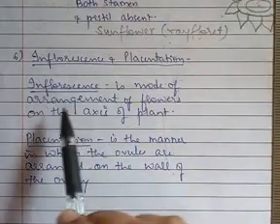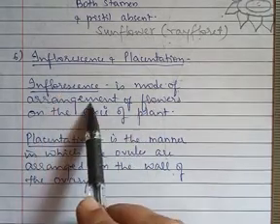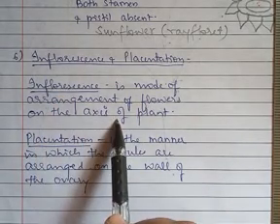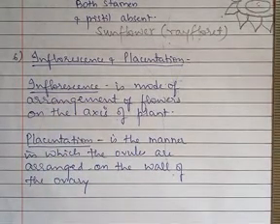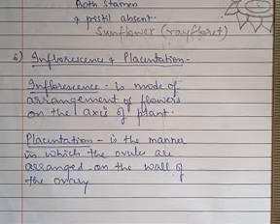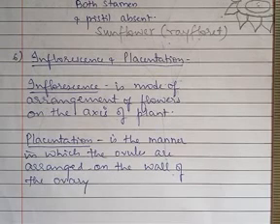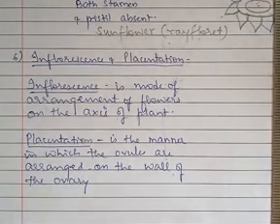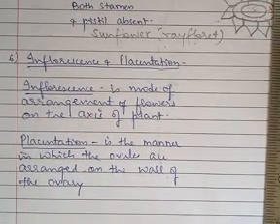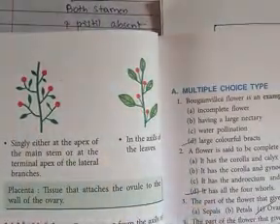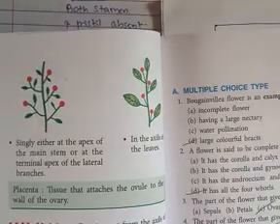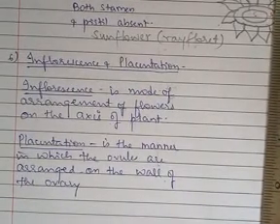Understood? Then we have the term inflorescence. The mode of arrangement of flowers on the axis of the plant is called the inflorescence. How the flower is arranged on the axis of the plant is called inflorescence. We have different types of inflorescence seen in different types of plants, as shown in your book also. I'll show you the diagram here. Here you can see two different types of inflorescence. So the arrangement of the flower on the plant is called inflorescence.